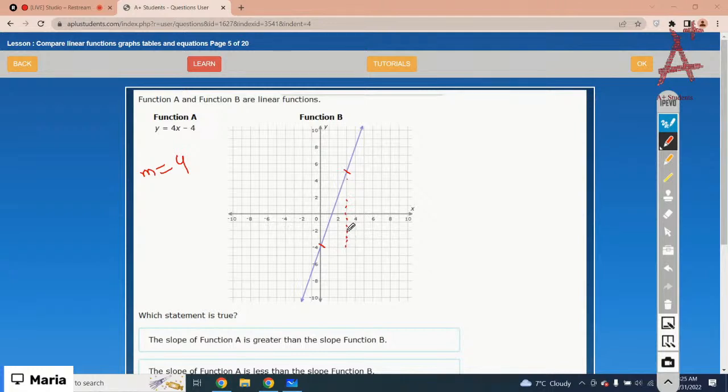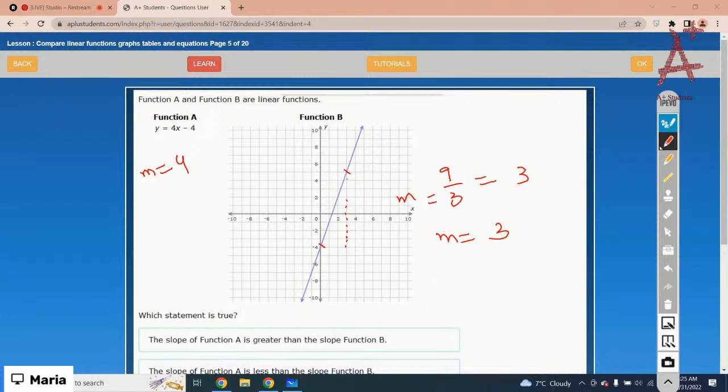Okay, 1, 2, 3, 4, 5, 6, 7, 8, 9, and it would be 9 divided by 3. So the slope for the function B is 9 divided by 3. That would be change in y divided by change in x. Got it? You can use the points. It would be m equals 3.